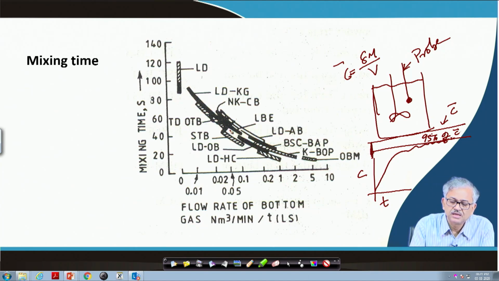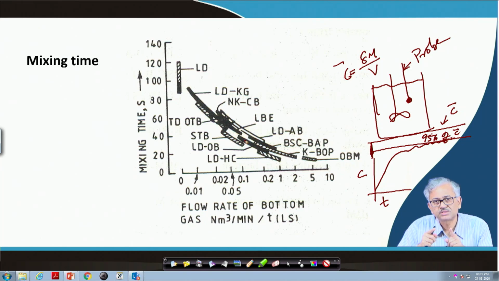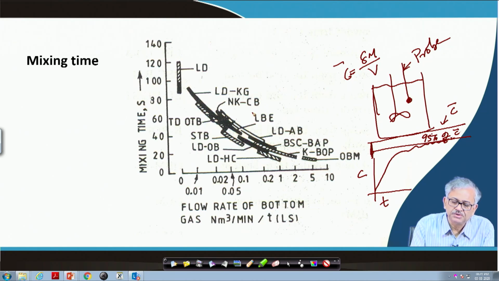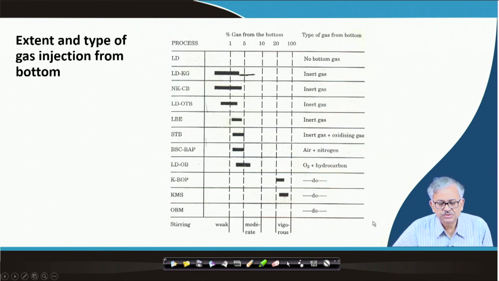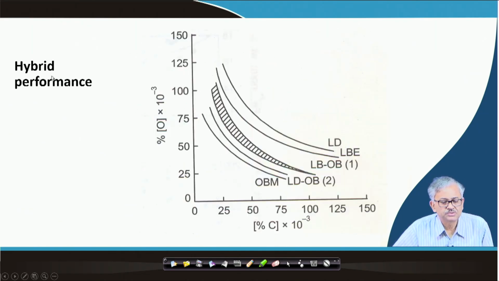The LB process is here, with 1 to 5%, that is, in the LB process there is inert gas purging, within 1 to 5% of the gas purged from the bottom. Okay, so mild purging in LB also, and compared to the LD, the mixing time decreases in the LBE process also, LB process also. So some amount of gas purging from the bottom always helps in decreasing the mixing time. That is the mixing time, that is how much time it takes for the species to be mixed up in the reactor.